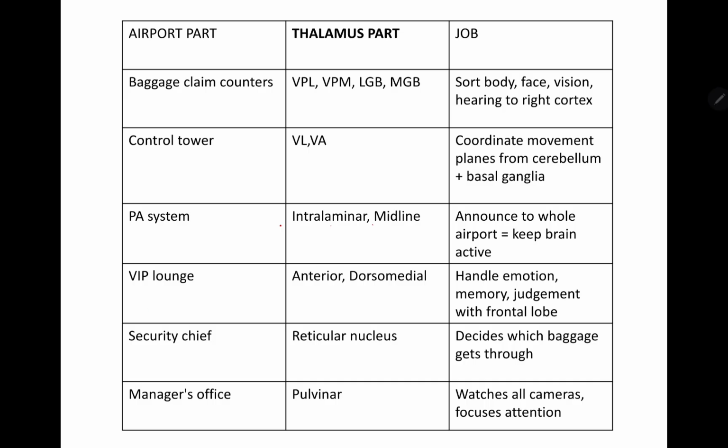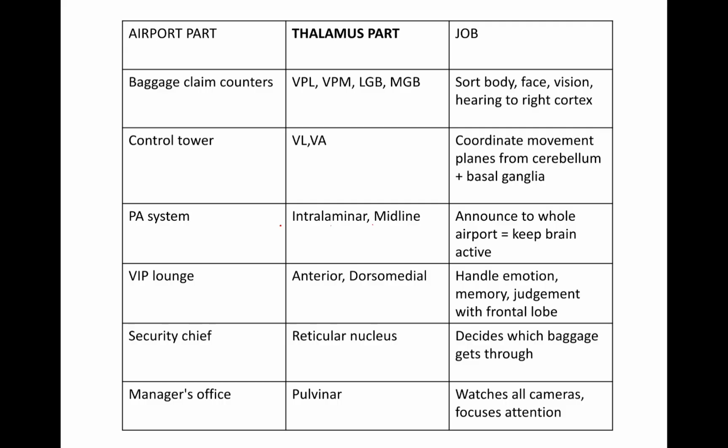Okay, the VIP lounge of the airport. In the thalamus, the part which takes the role of the same is the anterior and dorsomedial nuclei. So what will they do? They handle emotion, memory and judgment with the frontal lobe. They handle all of this with the frontal lobe, right?